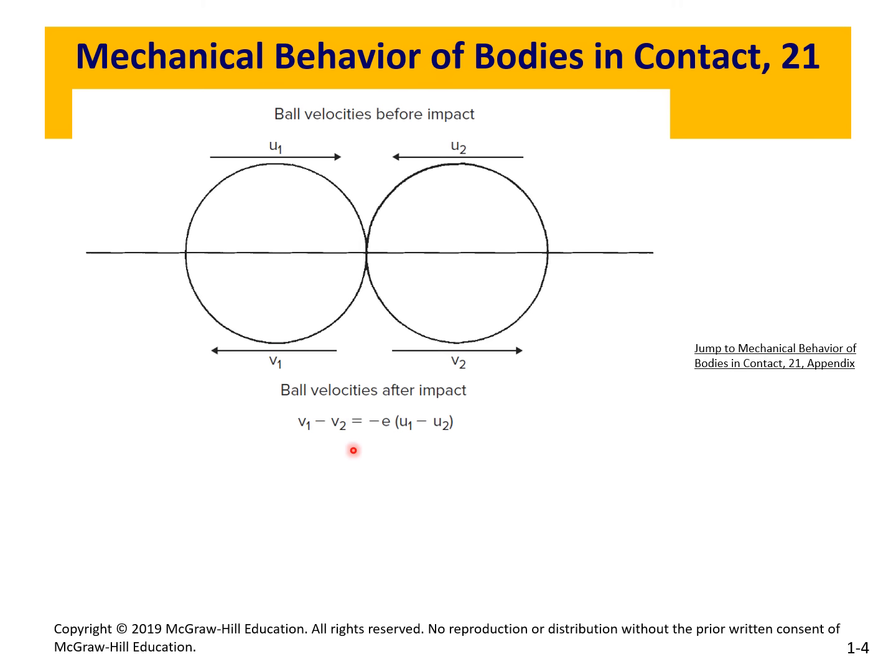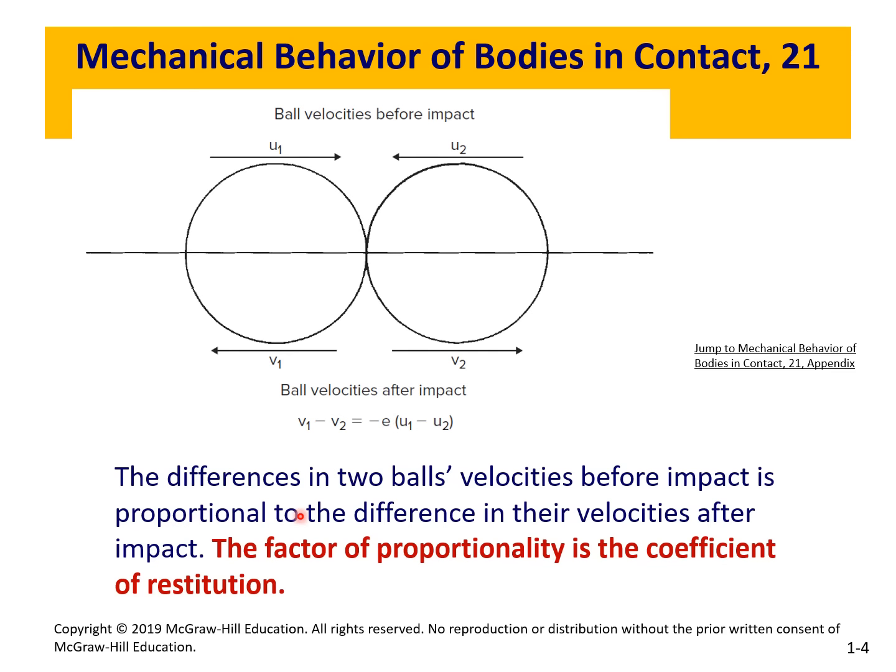Now, in the exam, if I'm asking you to report E, you don't need to report minus E. You need to have the absolute value of it, or the negative of that value, to get you the value of E. The differences in two balls' velocities before impact are proportional to the differences in their velocities after impact, and the factor of proportionality is actually the coefficient of restitution. Now, this is the first way in which we measure this coefficient.